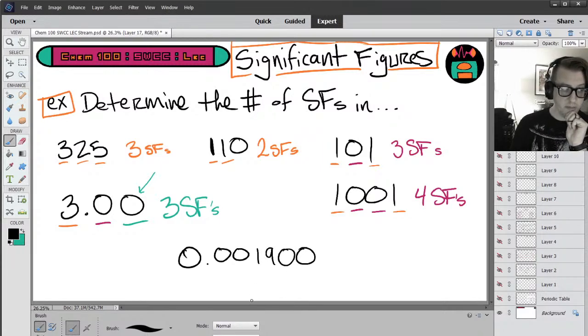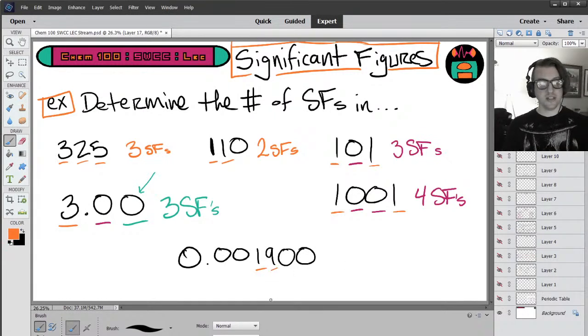Let's determine the number of significant digits in 0.001900. All right. We're going to start with our non-zero digits because those are guaranteed. We have at least 2 significant digits in this number.